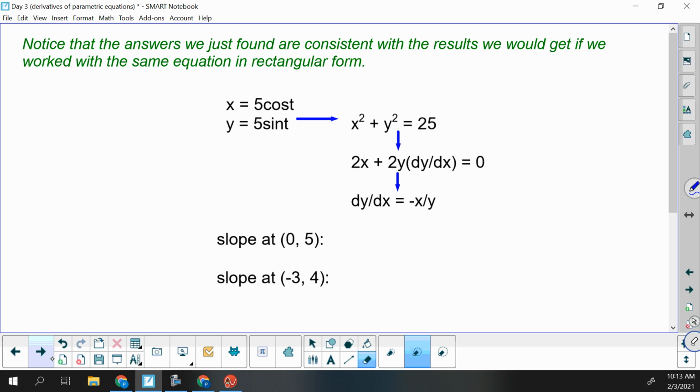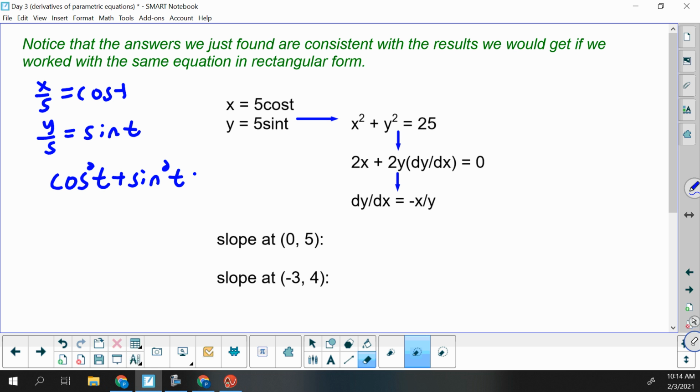Well, let's see that those slopes would be consistent if we had done these in rectangular form. In the x equation, if we had divided the 5 over, we would have had x over 5 is equal to cos t. Divide the 5 over in the y equation, we'd have y over 5 equals sine t. Well, we would use the fact that cos squared t plus sine squared t is equal to 1. So that means we would have (x over 5) squared plus (y over 5) squared equals 1.